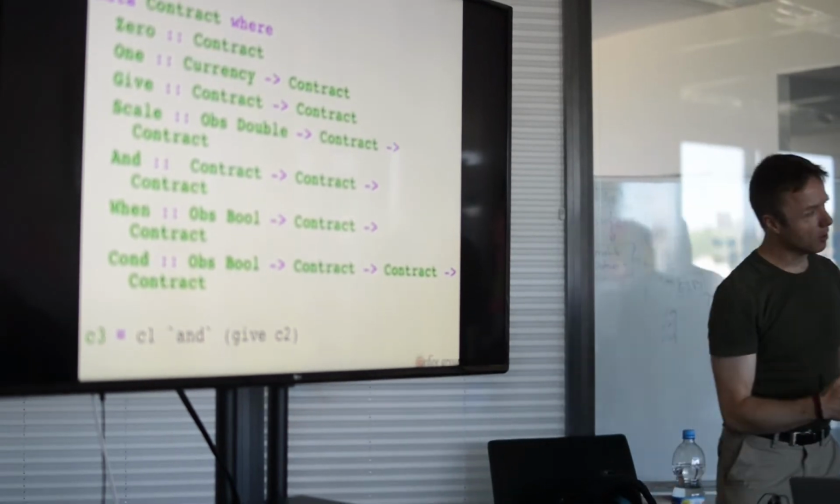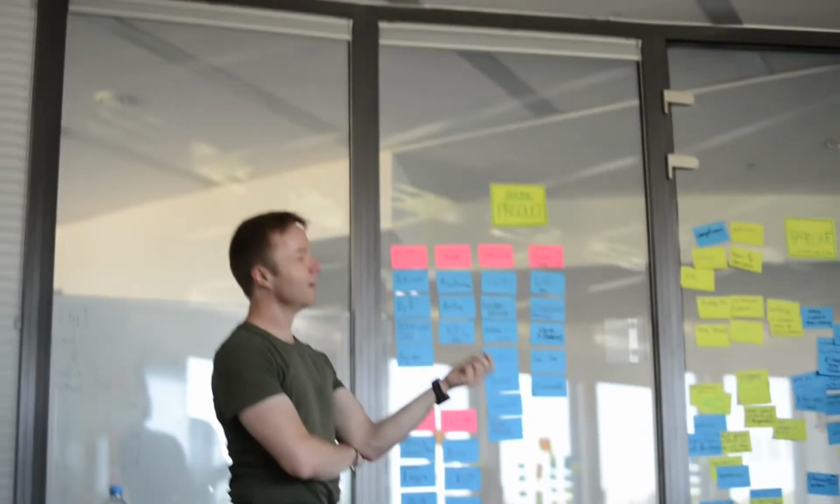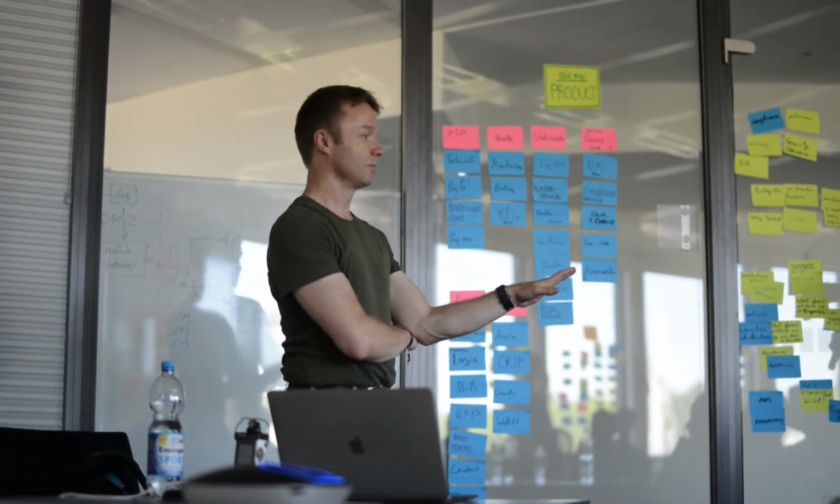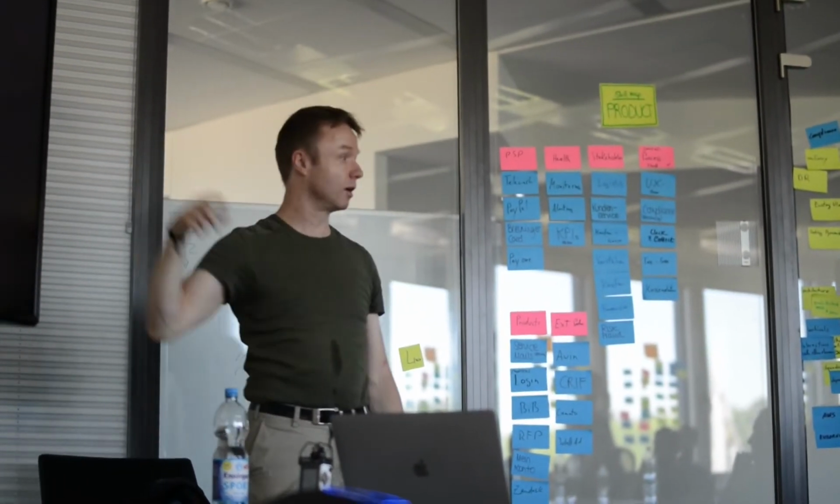So, and if you think about it, you'll realize, well, you can think of a few more combinators. So if you think of what is the simplest possible contract, right? It's not the one contract. The simplest possible contract is to do nothing, right? And so there's a zero contract at the top.